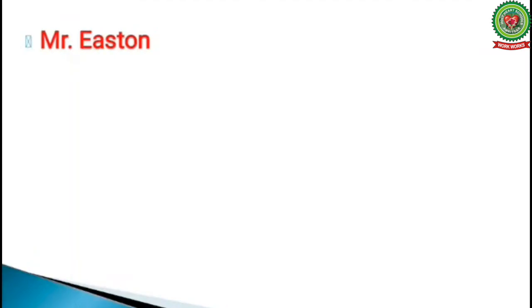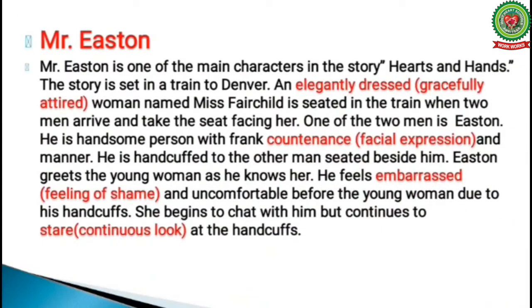Now let's discuss the character of Mr. Easton. Mr. Easton is one of the main characters in the story Hearts and Hands. The story is set in a train to Denver. An elegantly dressed woman named Miss Fairchild is seated in the train when two men arrive and take the seat facing her. One of the two men is Easton.